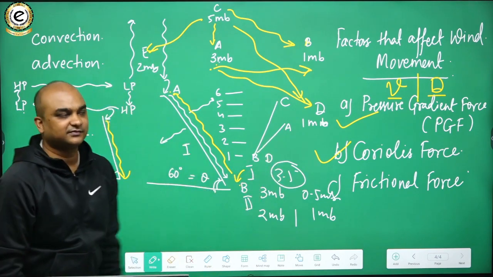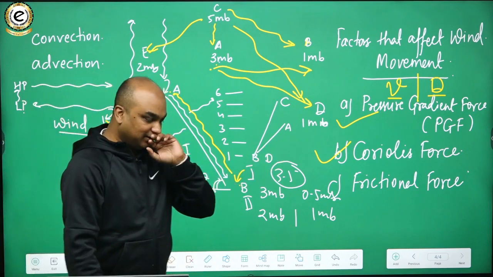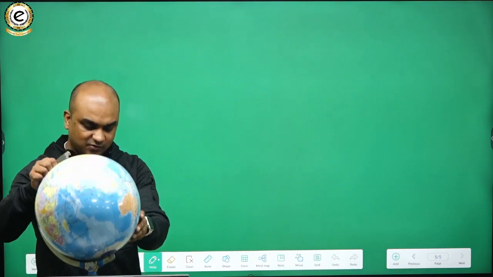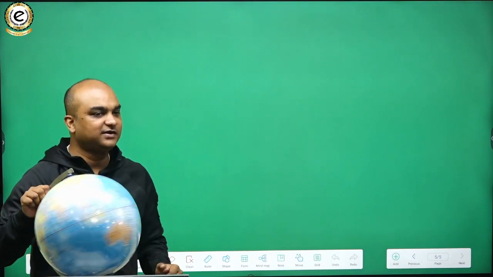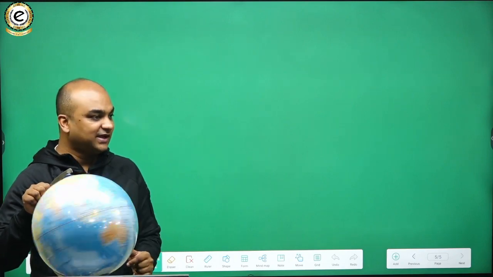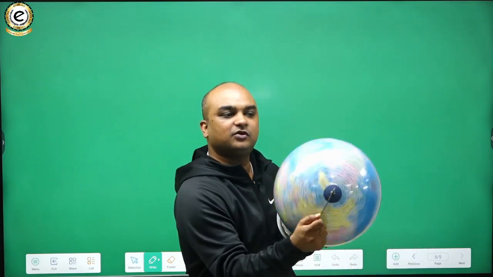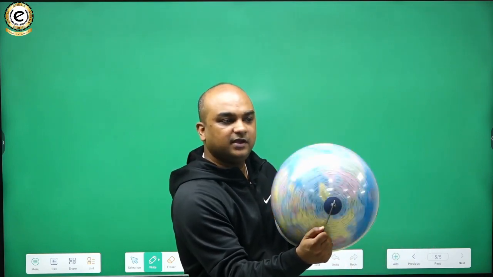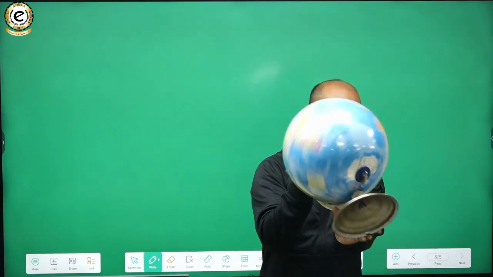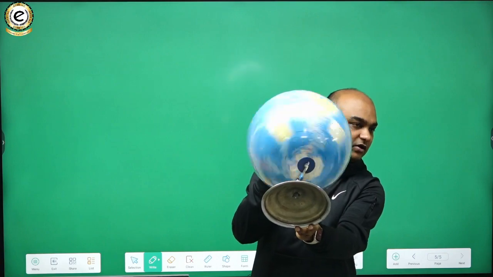Clear? Let's move to this one. Coriolis force. But before we go into that, we must understand one thing. We know that the Earth rotates, right? And it rotates on its axis. And how does it rotate? It rotates from west to east. But when I see from the North Pole, then it is rotating in anti-clockwise direction. Whereas if I see it from the South Pole, it is rotating in clockwise direction.